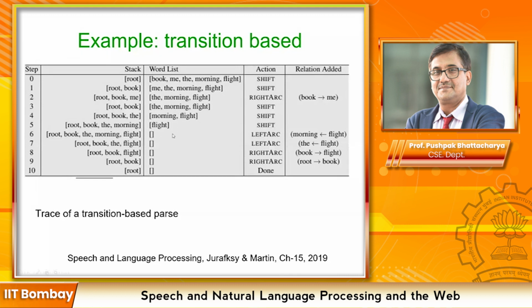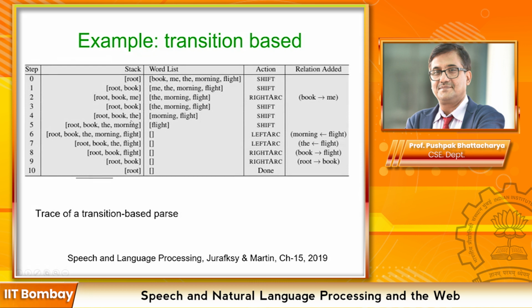So this becomes a feature for the decision making algorithm. You can begin to see that some features are emerging. The state of the input buffer, the state of the stack, the actual words and part of speech on the stack, they are the guiding features. Now I have shifted, that exposes morning and flight. Can I set up a relation between book and the? No. How do I know that I cannot set it up? The cannot be a dependent for book. The cannot be a modifier for book. How do I know that? This requires again the signals from the features.